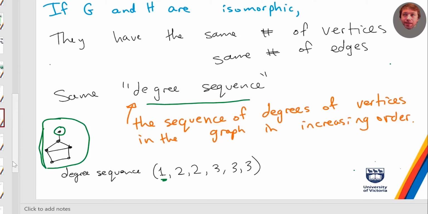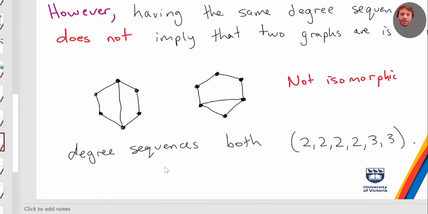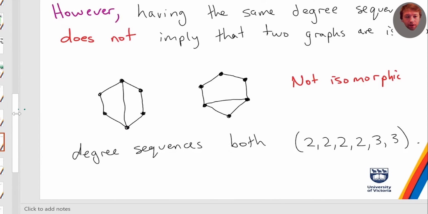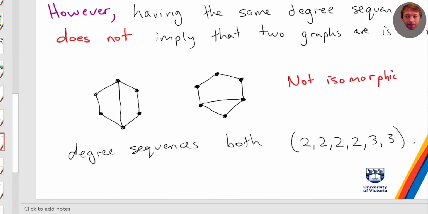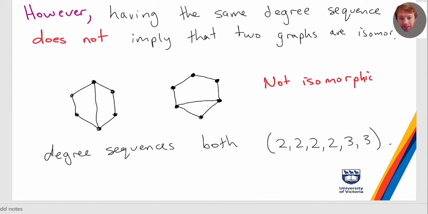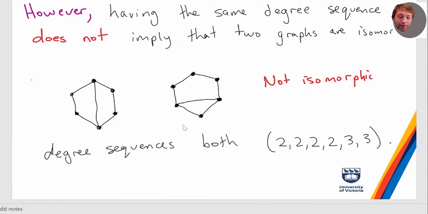But basically, usually when you can find a property of one graph that the other graph doesn't have, then that will imply that they are not isomorphic. Let me drive home this thing about degree sequence. Like I said, having the same degree sequence does not mean that the graphs are isomorphic. Here's an example. Here I've got two graphs with the same number of vertices, 6 vertices, same number of edges, 7 edges, same degree sequence, right? The degree sequence is 2, 2, 2, 2, 3, 3.